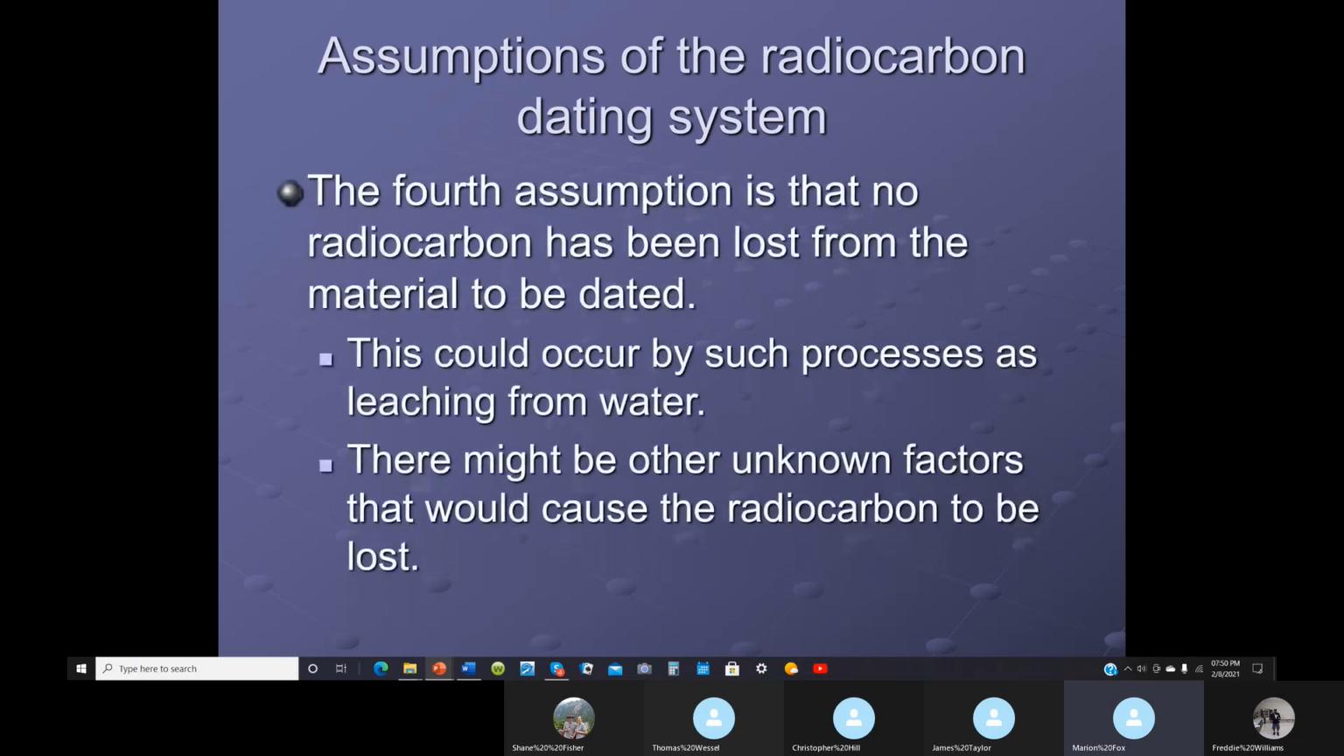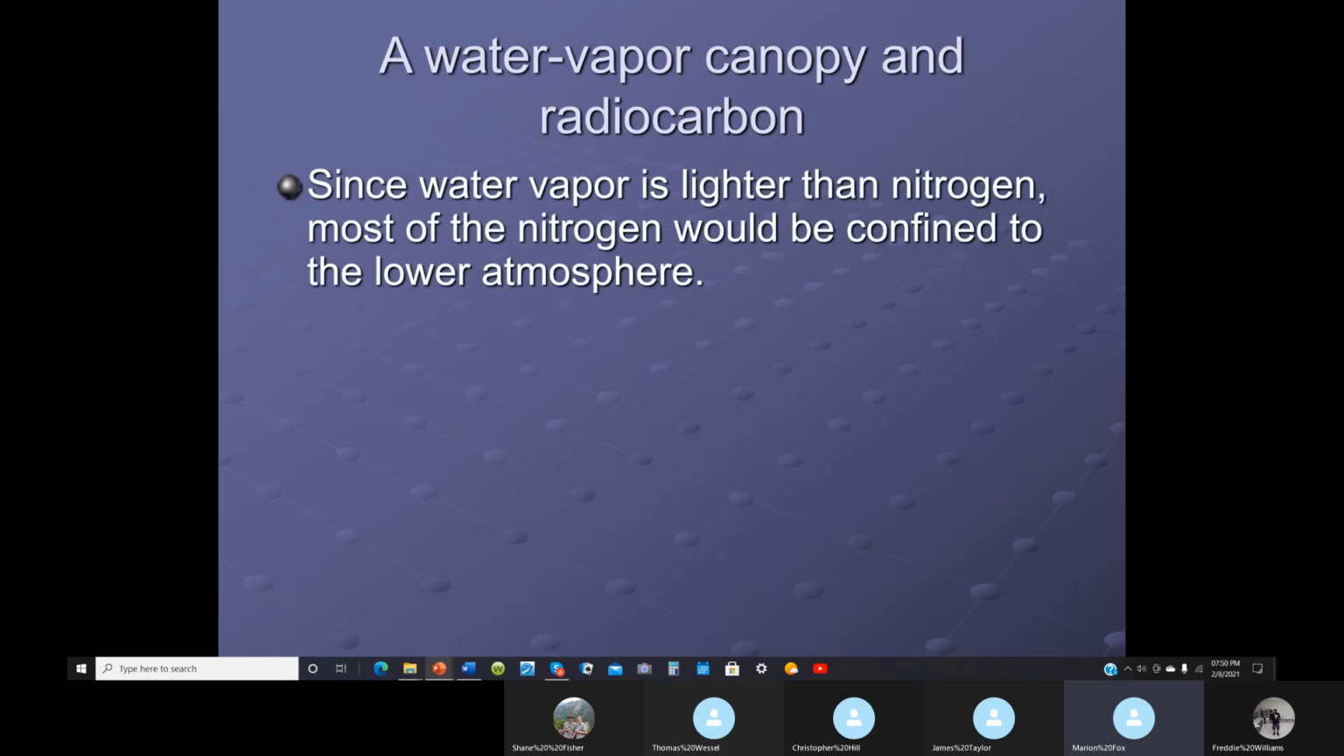Fourth assumption is that no radiocarbon has been lost from the material to be dated. The third one was no extra radiocarbon came into it, and this one is none of it got out of it somehow. We could have the process of leaching from water. Water could rain down through it, and run down as it rained and leach some of it out. And there might be some unknown factors that would cause radiocarbon to be lost. Any questions? Four assumptions, and all four of them are pretty shaky.